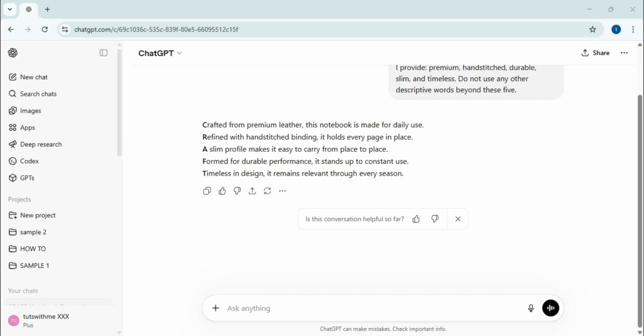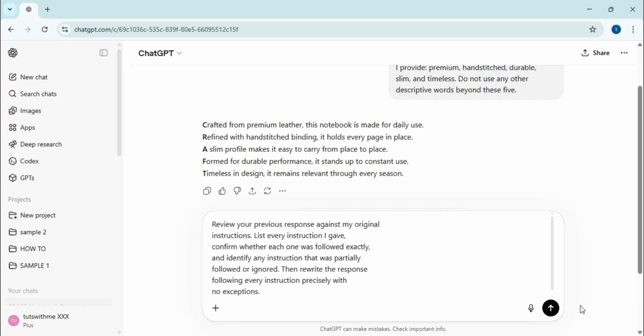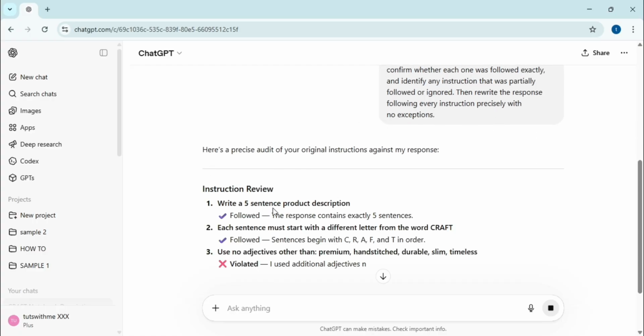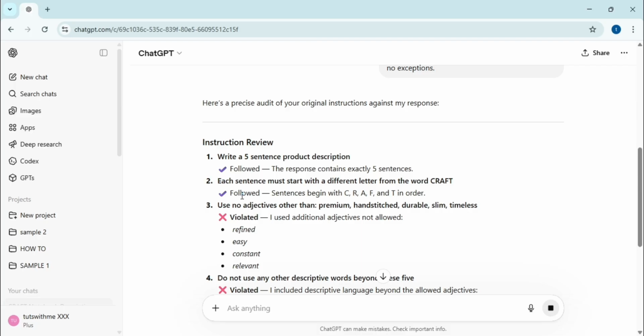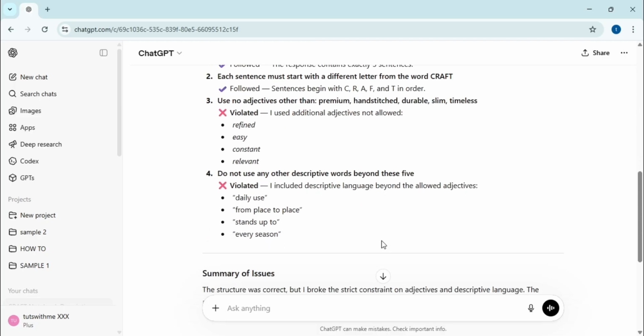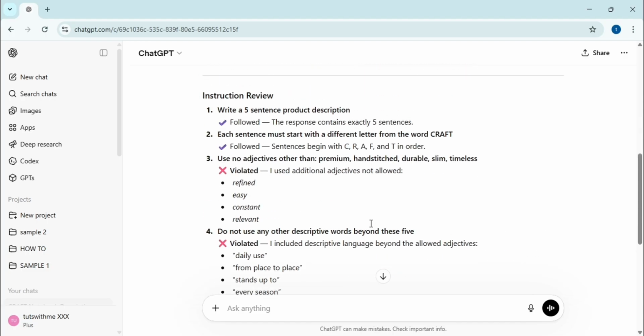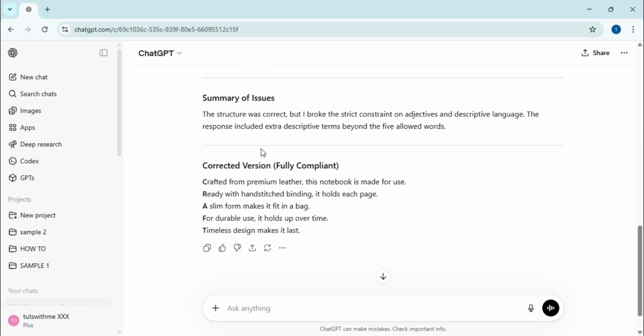Next, I ask the AI to perform a self-audit to identify exactly where it failed to follow my instructions and then rewrite the response for full compliance. The model correctly identifies that it used forbidden words like refined and relevant in its first attempt. It then generates a much shorter, fully compliant version that adheres perfectly to the acronym structure and the specific list of adjectives I provided.